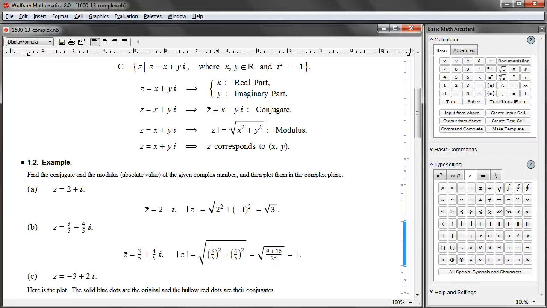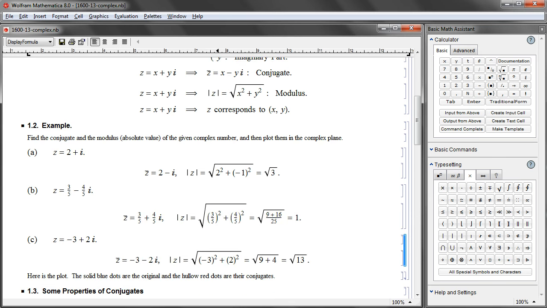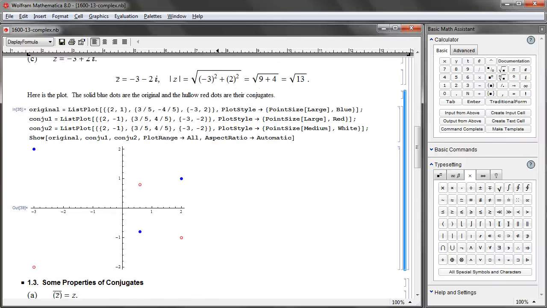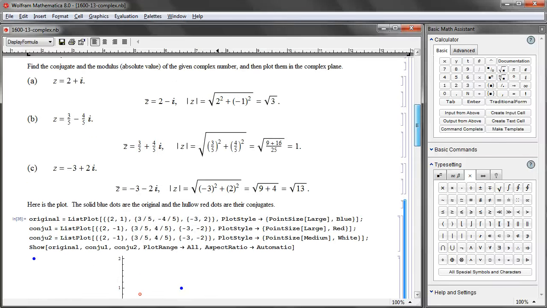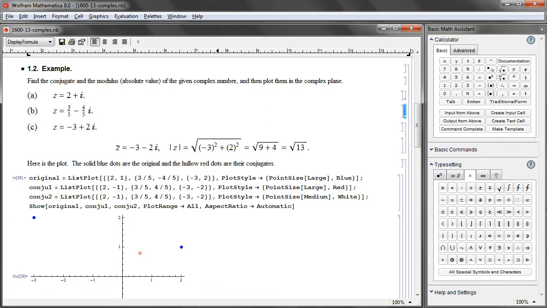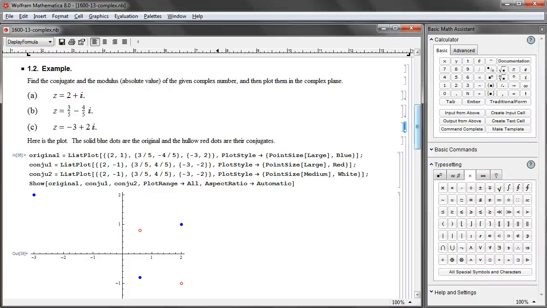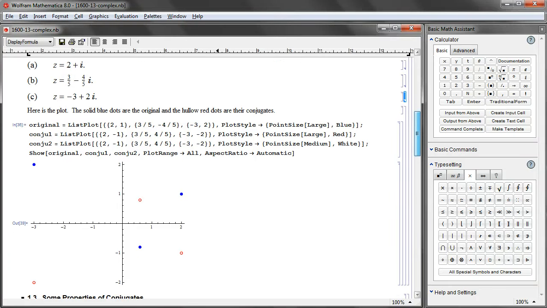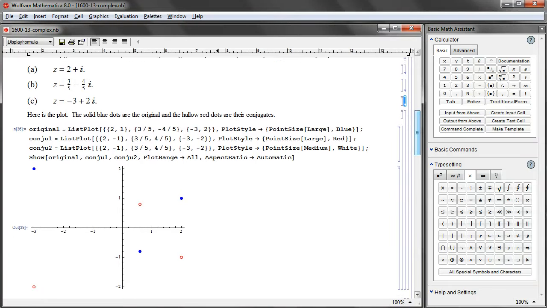The next example is pretty much the same thing. Change the sign of the imaginary part, and then we get the conjugate. And then the absolute value comes from the square root of x squared plus y squared. Another one like that. And let's look at the plot. Here we go. Let's minimize these so that we can see the pictures and the problems in the same viewing window. Okay, we just made it.